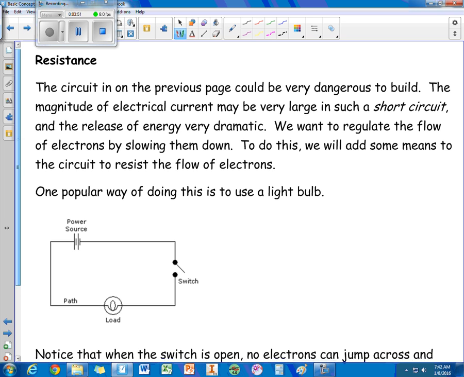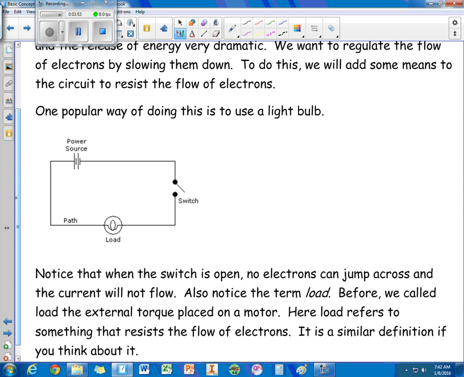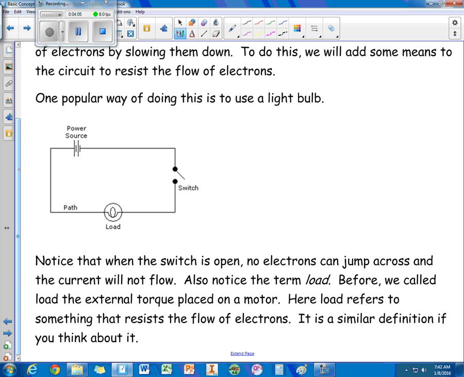One popular way is to use something called a light bulb. This light bulb would slow down the speed of the electrons so that they don't go around as fast. So looking at this diagram right here, the current would start here, it would flow down, the current then would go through the light bulb, or the load, come around here, and then notice when the switch is open, the electricity could not flow through. But if the switch were closed, it could then return to the battery.